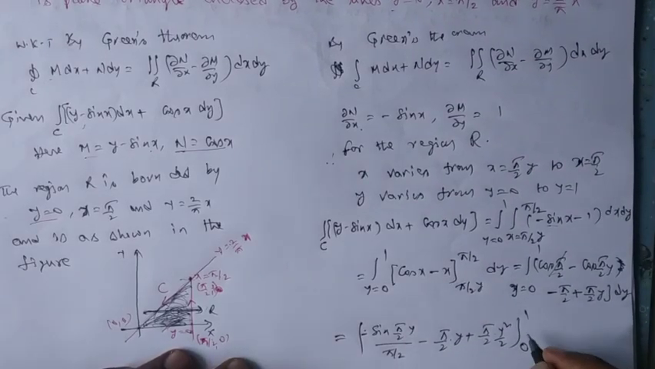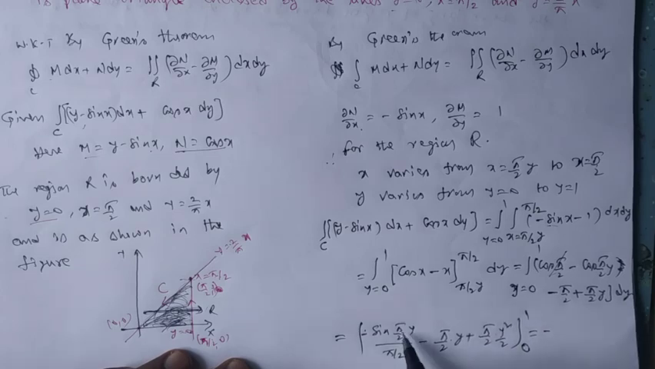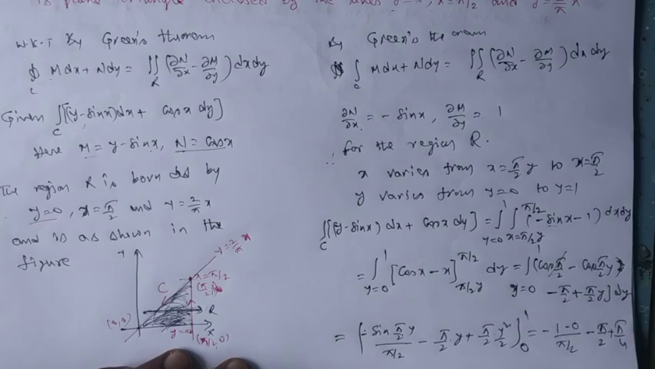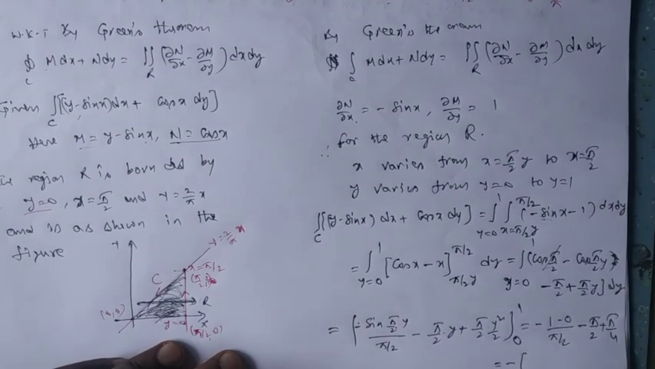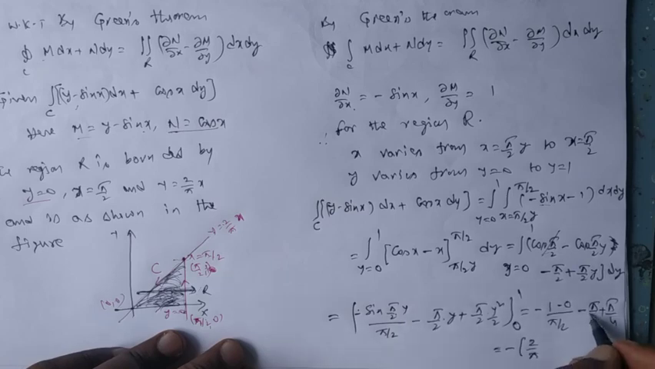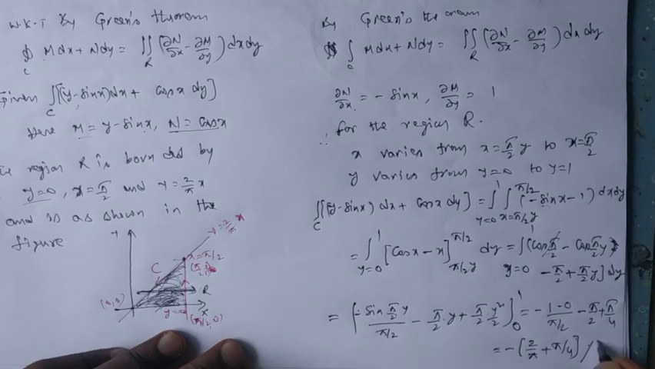If you simplify it further, we will have like this. Substituting 1, sin pi by 2 is 1 and sin 0 is 0, over pi by 2, minus, this one value is pi by 2 and this will be pi by 4. On simplifying, it is minus 1 by pi by 2, so it's minus 2 by pi, and minus pi by 2 plus pi by 4 becomes minus pi by 4, so plus pi by 4. So this is our final answer.